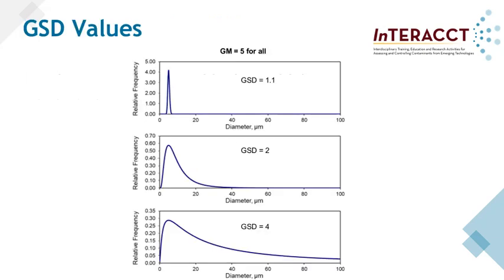To visualize the differences, 3 plots are shown here, all with a geometric mean of 5. The upper plot is a distribution with a GSD of 1.1, and you can see that it's very narrow. Then in the middle plot, there is a distribution with a GSD of 2. Again, that's fairly typical. And then the bottom plot is a distribution with a GSD of 4, which again would be at about the extreme end of a log normal distribution of values measured out in the real world.